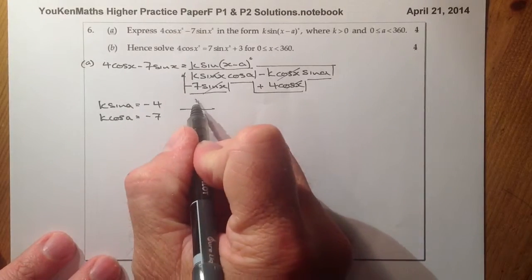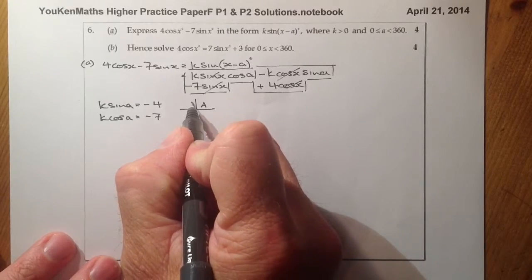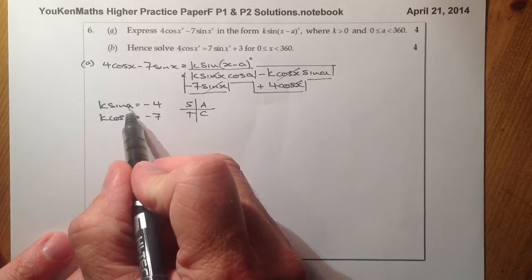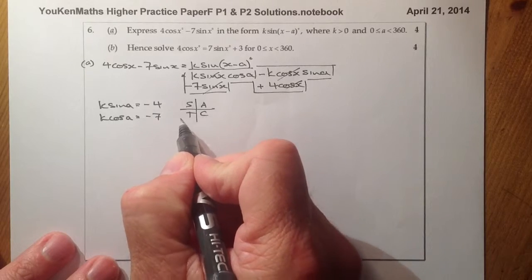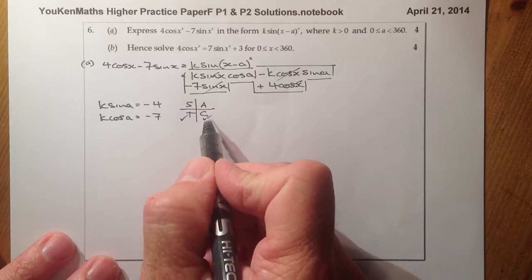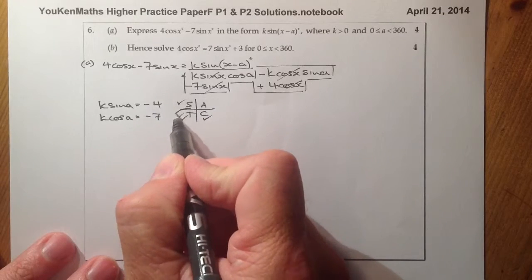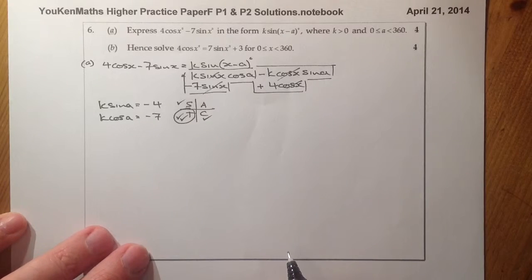Now I'm going to try and find out in which quadrant my solution is going to lie. Sin a here is negative, and sine is positive in the first and second quadrants, so it's negative in the third and fourth. Cosine is positive in the first and fourth, so it must be negative in the second and third. So I'm looking for a third quadrant angle.